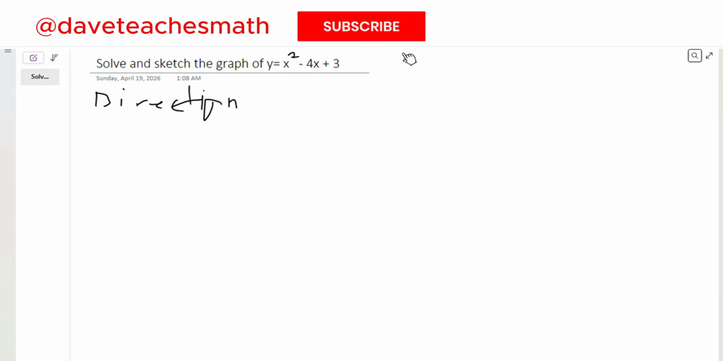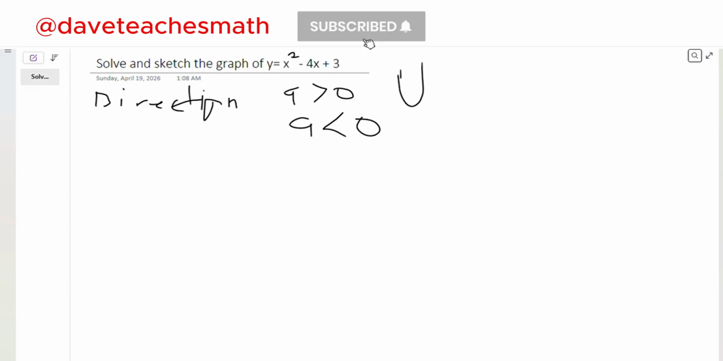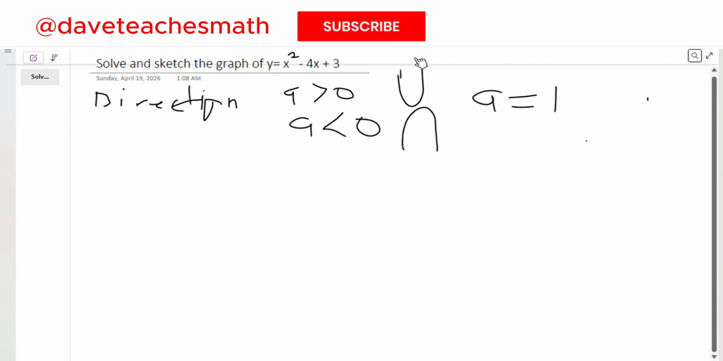With the direction, basically what we are saying is that if a is greater than 0, then your graph is going to go upwards. Your graph is going to look like this. And if you have a less than 0, then the graph is going to go downwards like that. In this case we have a equal to 1, which means we are going to be looking out for something like this.